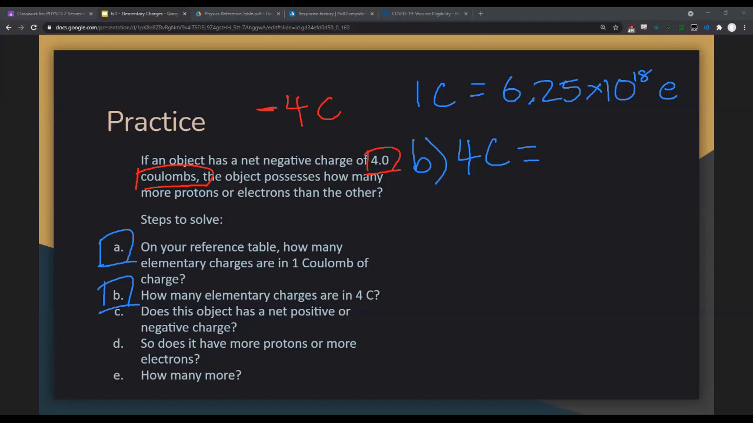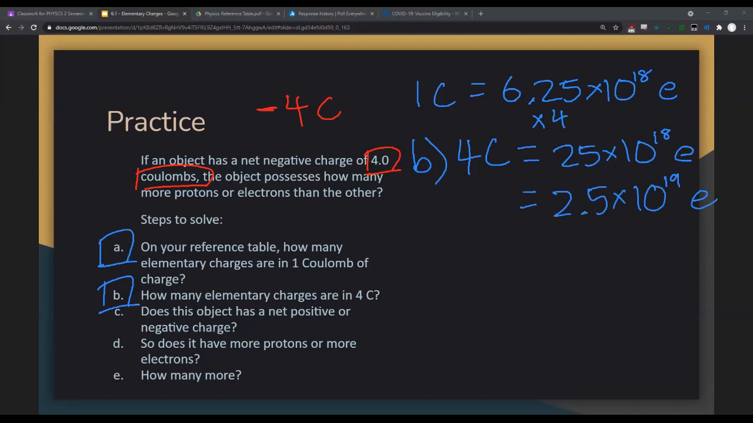25 times 10 to the 18th. How'd you get that? Multiply by 4. Yep. Guys, if 1 coulomb of electric charge has this many elementary charges, then 4 coulombs has 4 times as much. You guys get the logic here? And to simplify it, it'd be 2.5 times 10 to the 19.